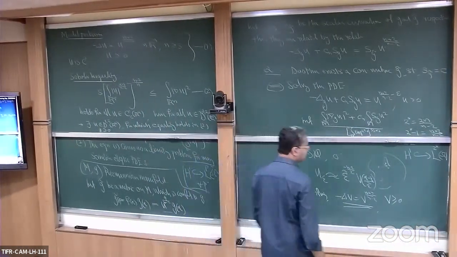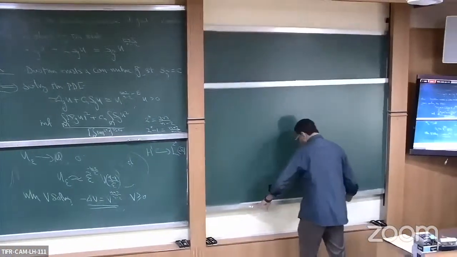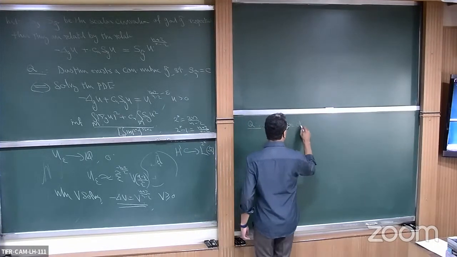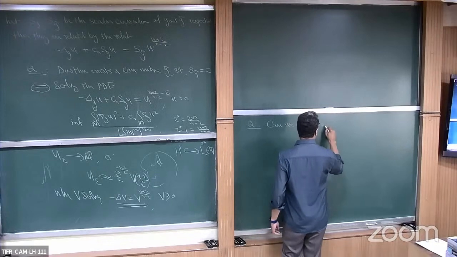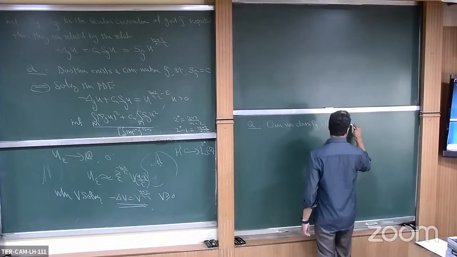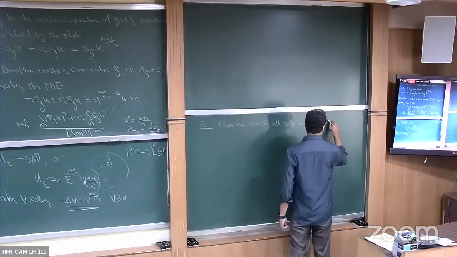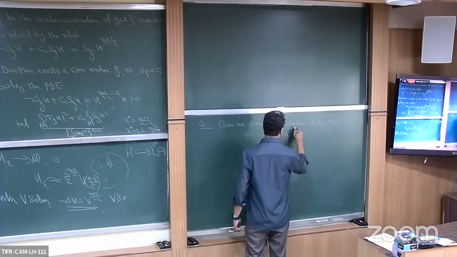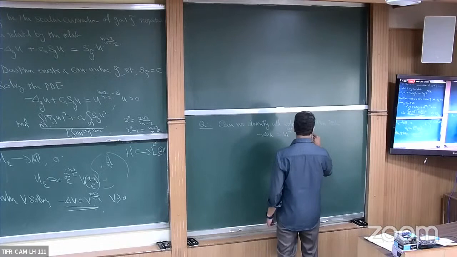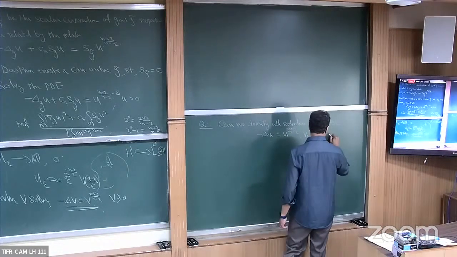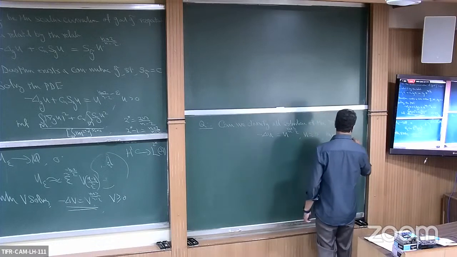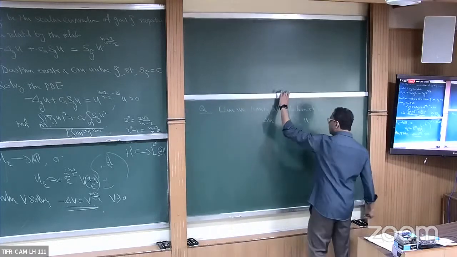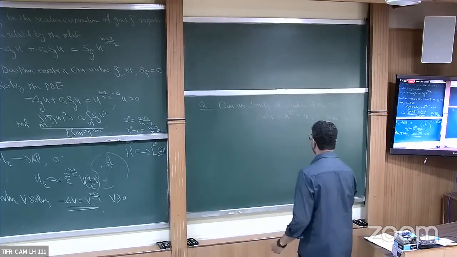Okay, so I'm going away from my topic. That is the motivation for studying this kind of problem. So the question is, can we classify all solutions of the PDE minus Laplacian of u equals u to the power of the critical exponent? The answer is known, so let me go step by step.